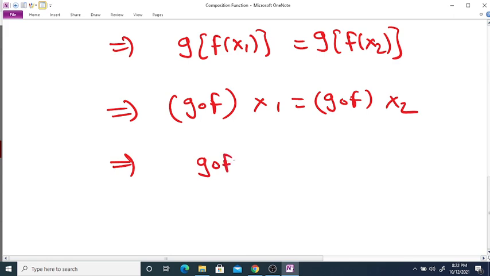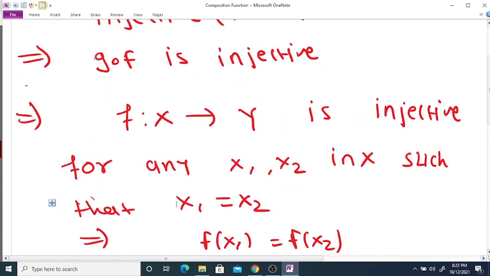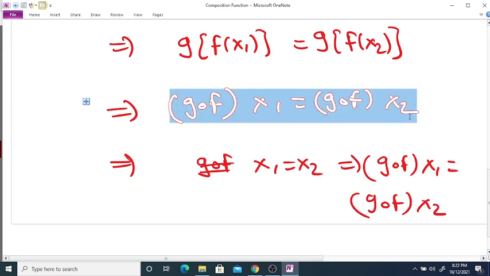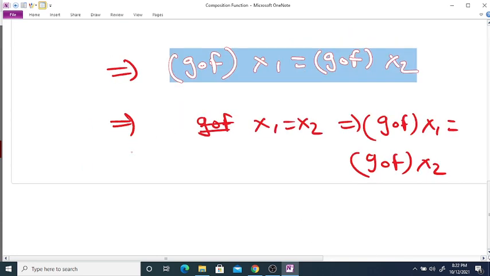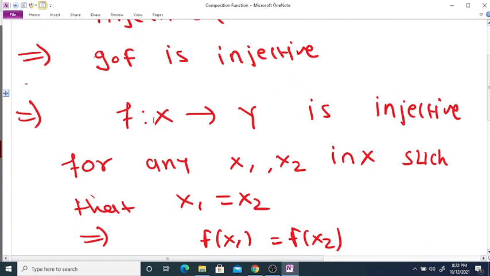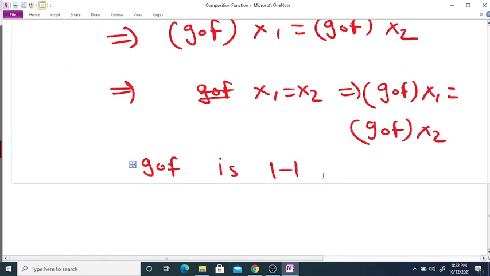And therefore the given function g o f, that is, if x1 is equal to x2, then g of f of x1 is equal to g of f of x2, and therefore the composition function g of f is one-one. You can see here we start from x1 is equal to x2 and finally we reach g of f of x1 is equal to g of f of x2, and therefore the composition function g of f is a one-one function from X to Z, an injective function.